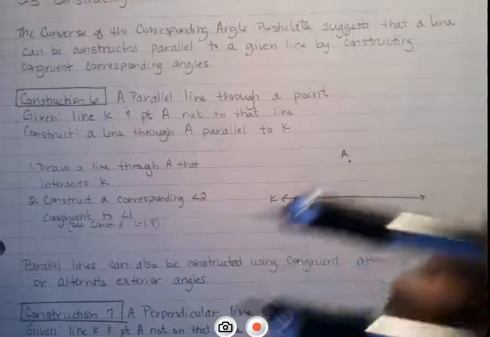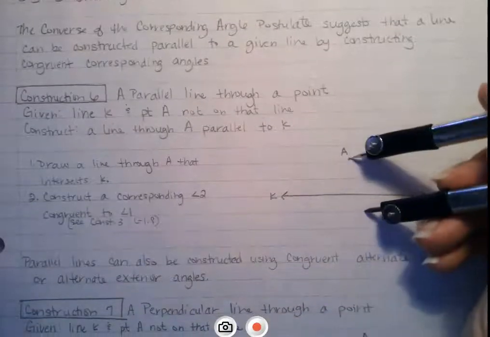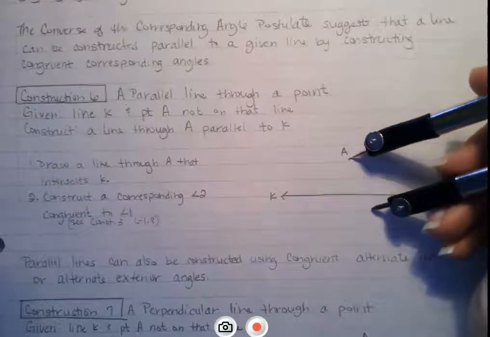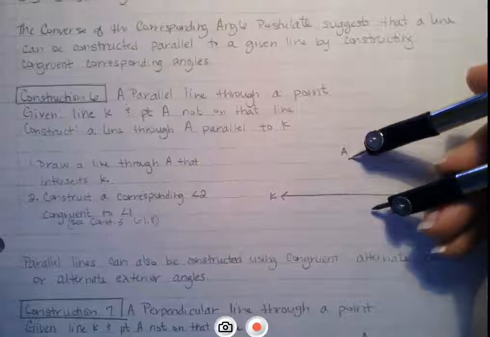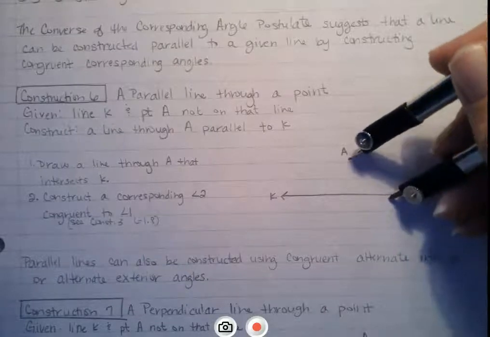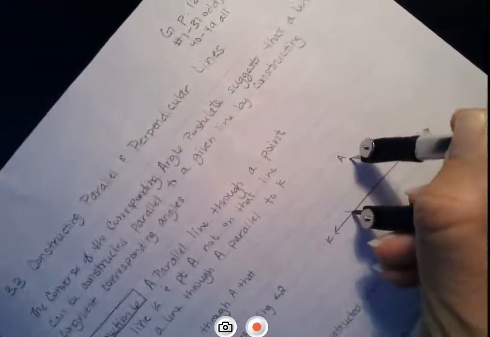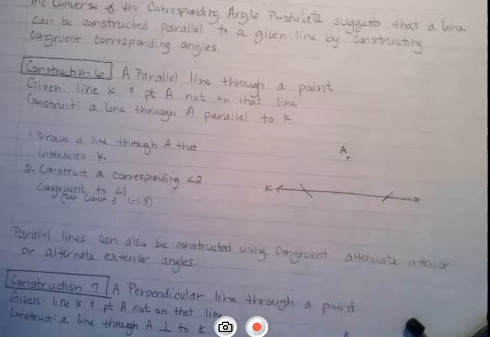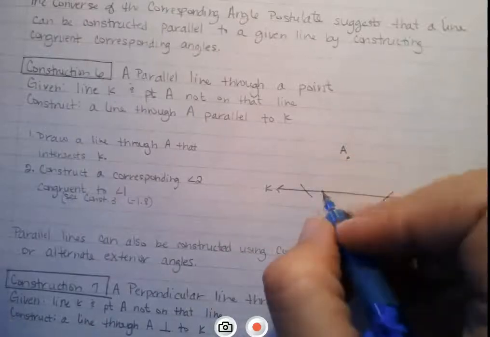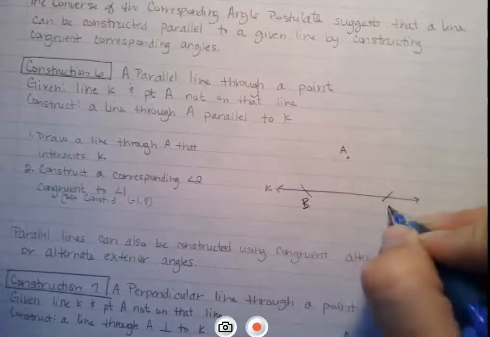So first of all, using a fixed compass width. We're going to keep it fixed in there. I'm going to make mine a little smaller. That should be good. We're going to place the point on point A and draw two arcs that intersect K. So I'm going to turn my paper to get my two arcs, and I keep my point. I'm going to label those B and C for simplicity's sake.